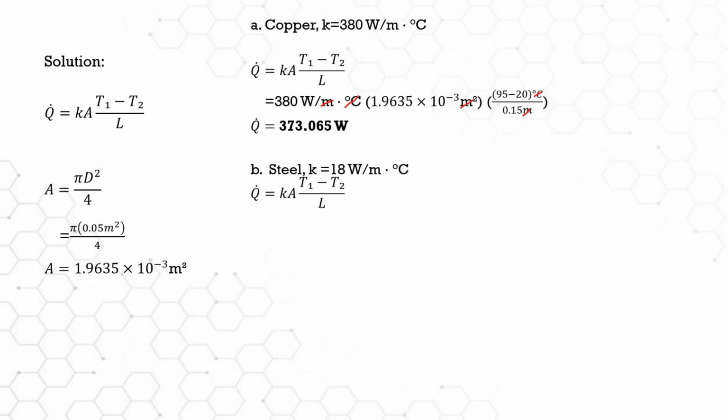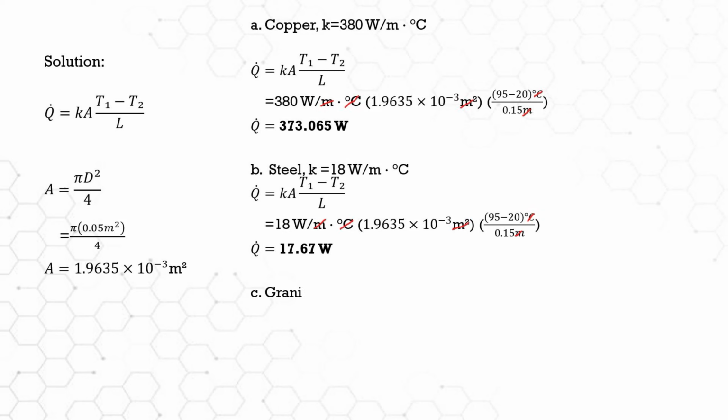For the heat transfer rate of the steel with the same formula, we're going to plug in the values. We have 18 watts per meter degree Celsius multiplied by 1.9635 multiplied by 10 raised to the power of negative 3 meters squared multiplied by 95 degrees Celsius minus 20 degrees Celsius over 0.15 meter. So cross out the units again. Then we will have 17.7 watts as our heat transfer rate of the steel.